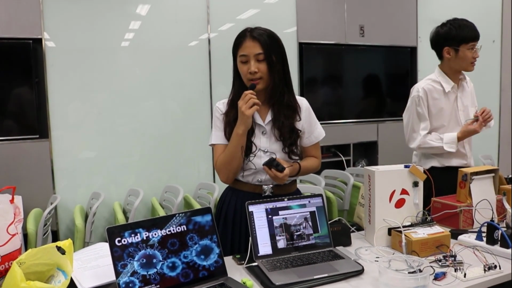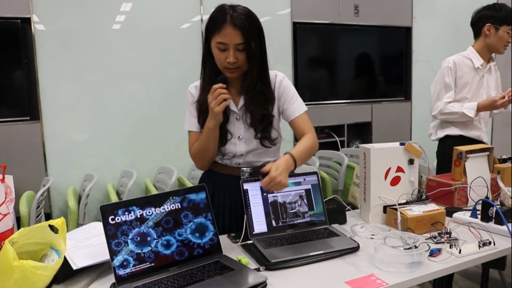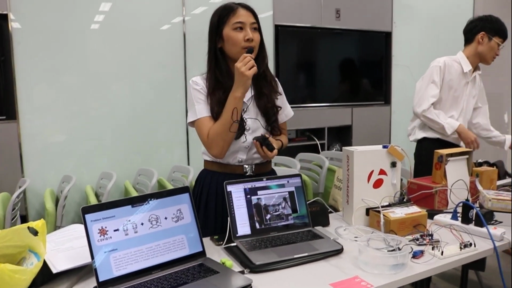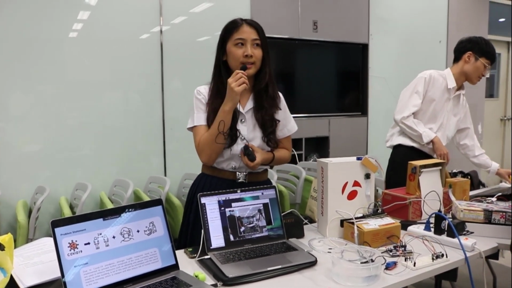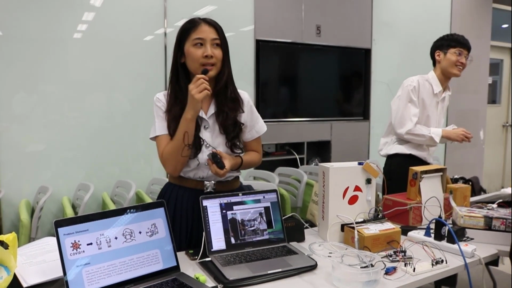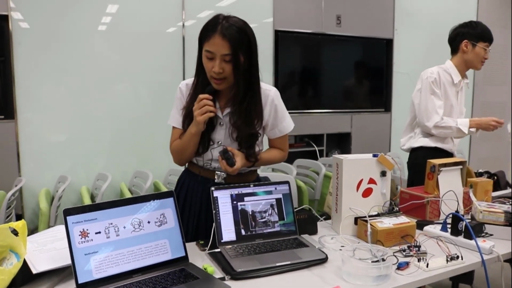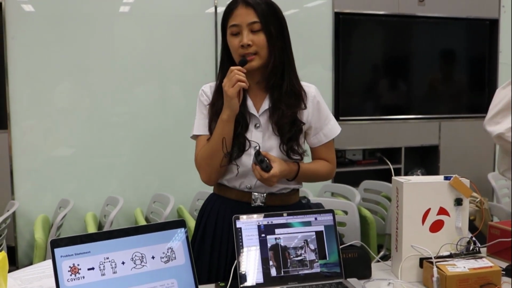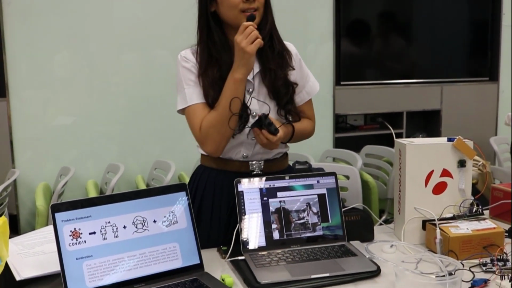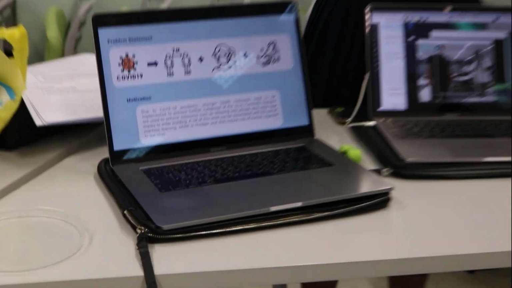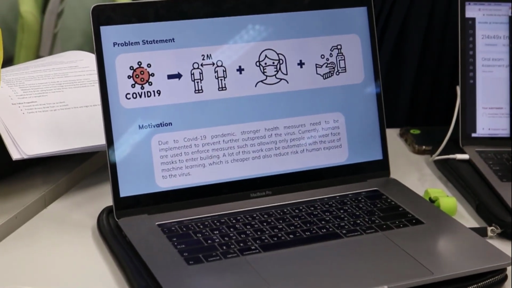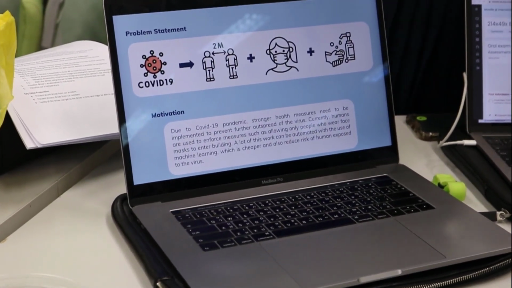So our project is about COVID prevention. As you all know, currently COVID-19 is the deadliest pandemic in the modern world. There are many guidelines coming out to prevent the disease from spreading, and it is researched that the virus can be infected through close contact with a person with the virus.